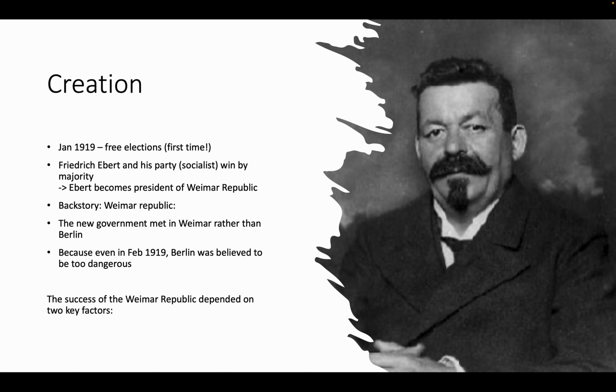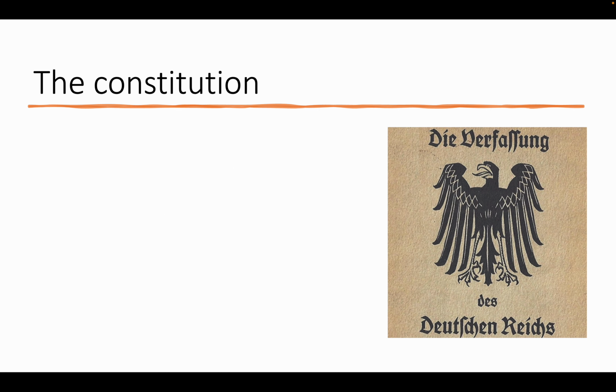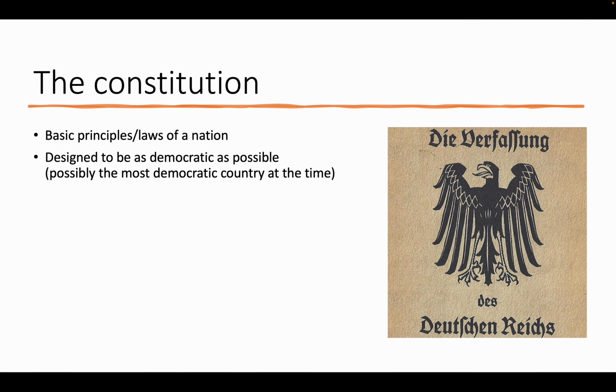So the success of the Weimar Republic depended on two key factors: its constitution and the German people. Would the German people support it? Would the constitution be good enough? So the constitution. Basic principles and laws of a nation. That's what a constitution is. It's basically like the original rules, what the country was made to be for.